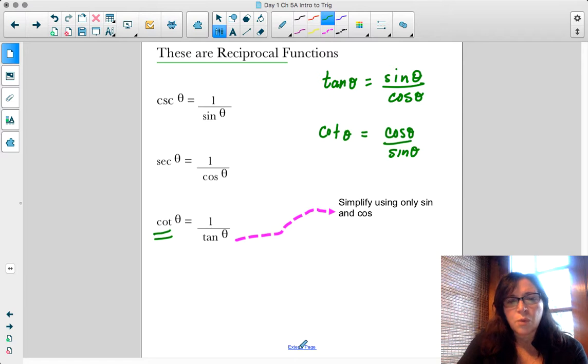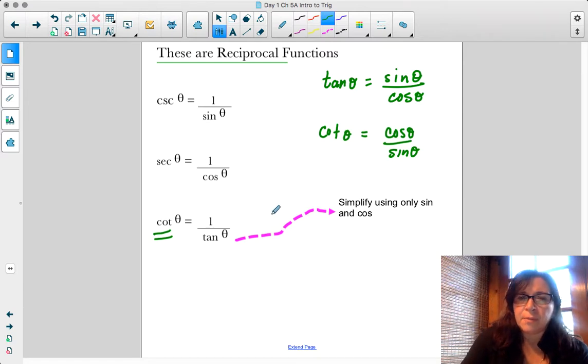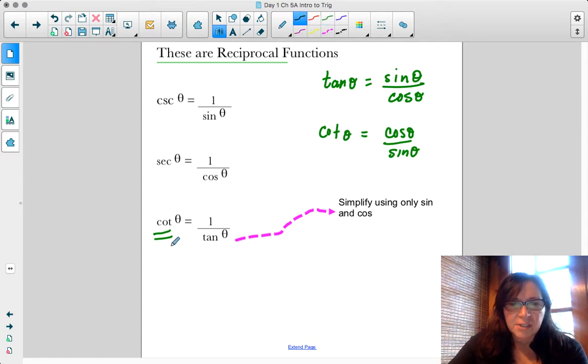I think this is just a proof. I think we can just do a really quick proof here. Let's do that. That would be kind of fun. Cotangent of theta, so let's see. Let's just simplify only the right side.